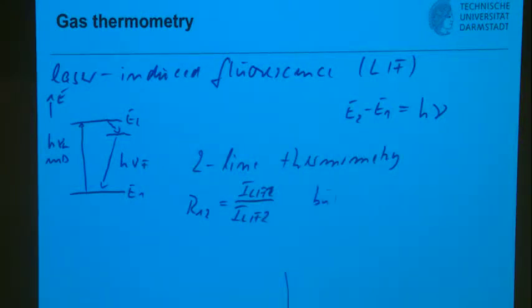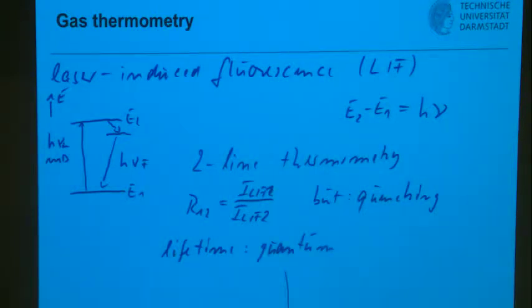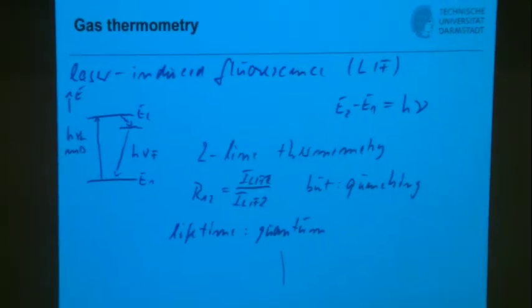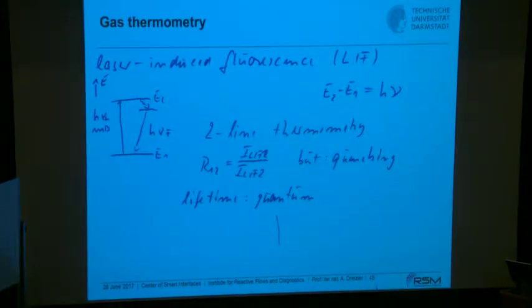But here we also have the involvement of eigenstates from which the fluorescence takes place. They have a certain lifetime, and you have collisional quenching. This quenching gives rise to a certain lifetime which is quantum state dependent, and of course dependent on the surroundings, the colliding molecules, the pressure, and the temperature itself, because that changes the collision rate.